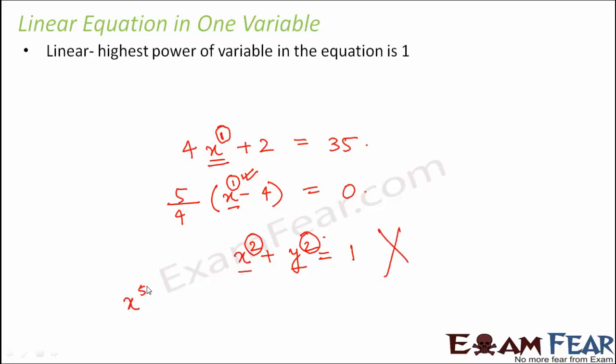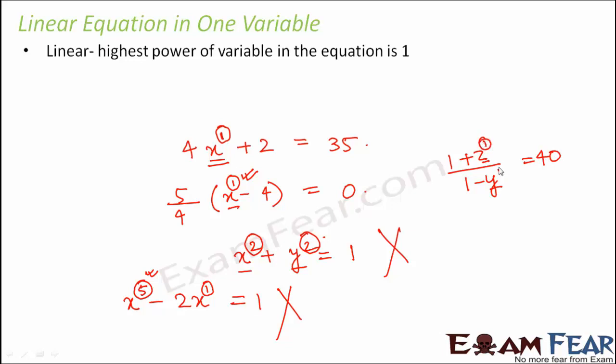Similarly, look at this example: x to the power 5 minus 2x is equal to 1. Here you have only one variable x, but at one place the power is 1 and at the other place the power is 5. So the highest power of the variable is 5. Is it a linear equation? No. Now look at this example: 1 plus z by 1 minus y is equal to 40. Here you have two variables y and z, and the highest power involved is 1. Therefore this is a linear equation. So like this we can decide whether a particular equation is linear or not.